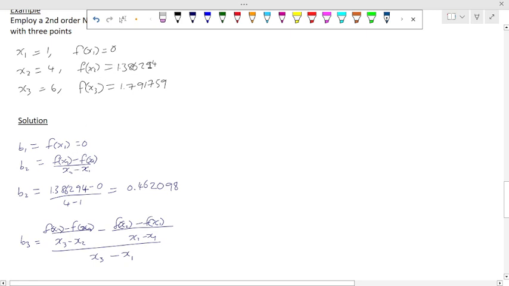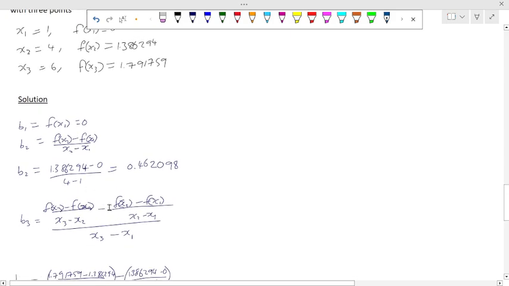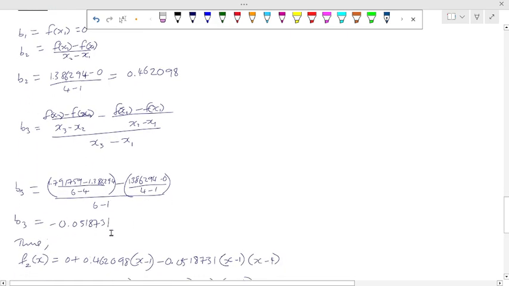What is f of x2? Look at it, place it there. What is f of x3? Okay, what is f of x1? 0, you place it there. x2 is what? 4, x1 is what? 1, just like that. So that's how you get your b2. b3, just like the way I explained, x3 is what? 6, you place it there. x1 value, you place it there, x2, just substituting the values like that, and then we got b3 as this.